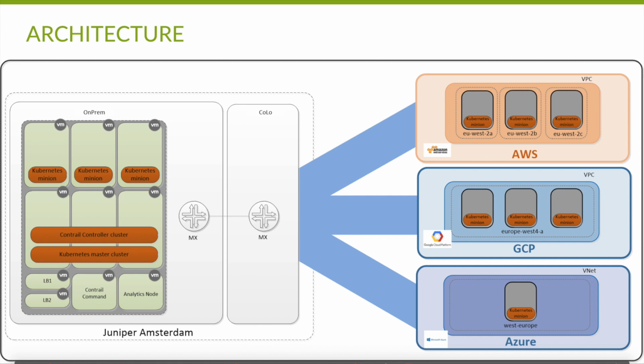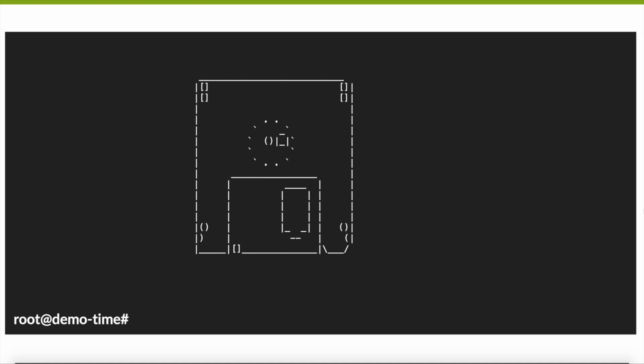So we have an on-prem data center running Kubernetes with Contrail as the CNI or network. We're then stretching it out into three public clouds: Amazon's AWS, Google's GCP, and Microsoft's Azure. But rather than keep talking, let's start with a very quick demo just to show you what's possible.